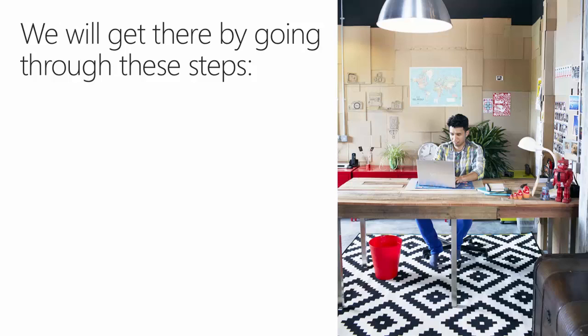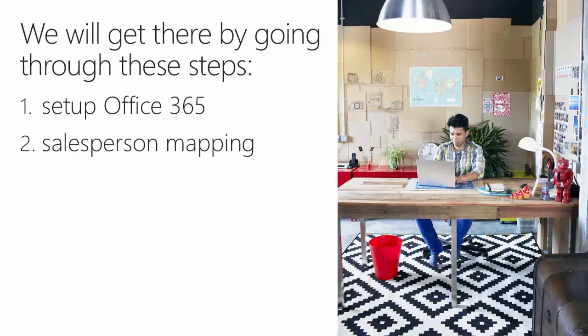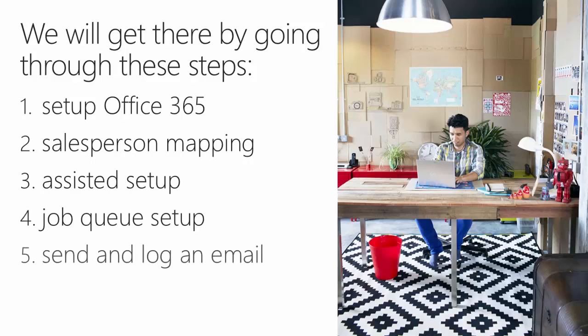First of all, we will need Office 365. In NAV, we will map our salesperson, we will use the assisted setup to link NAV with Office 365, we will check the job queue, and finally, we will send and log emails. Now let's get started with the first step.